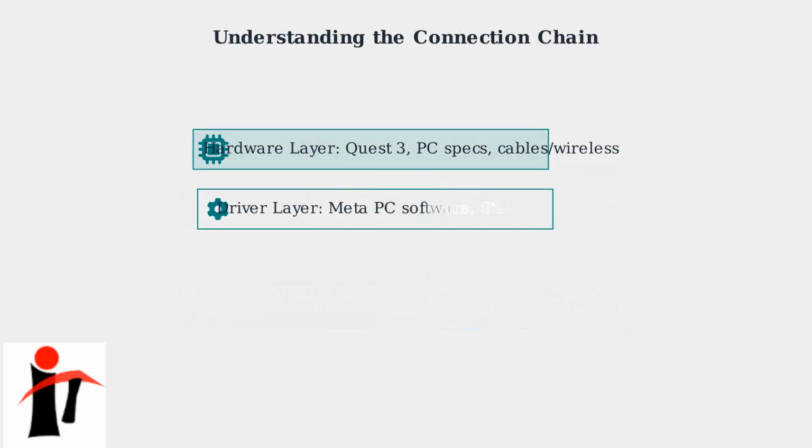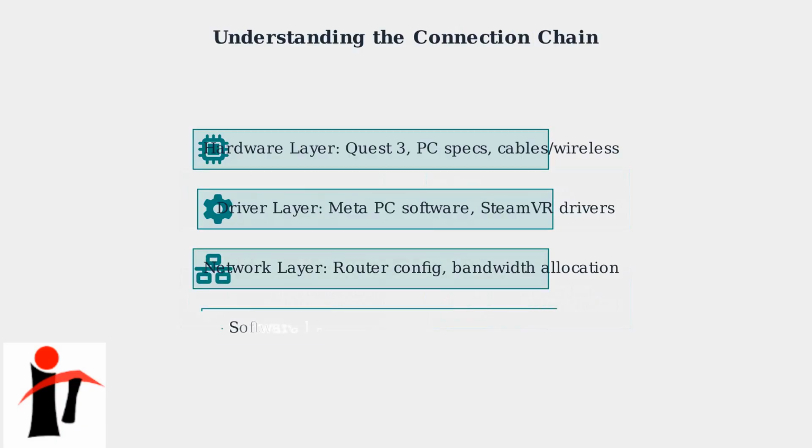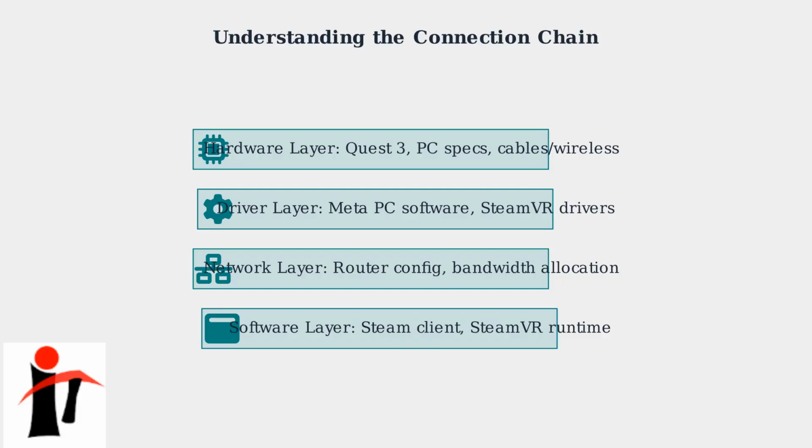The Meta Quest 3 to SteamVR connection involves multiple components that must work harmoniously. This includes the hardware layer with your Quest 3 headset and PC specifications, the driver layer with Meta PC software and SteamVR drivers, the network layer for router configuration and bandwidth, and the software layer with Steam Client and SteamVR runtime.